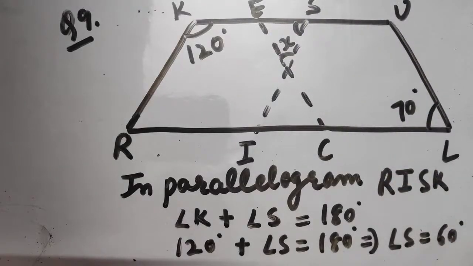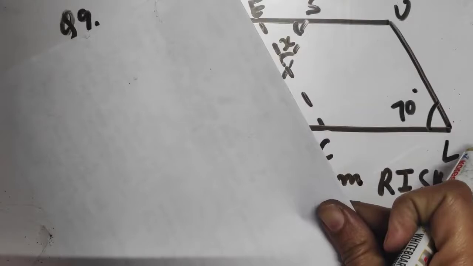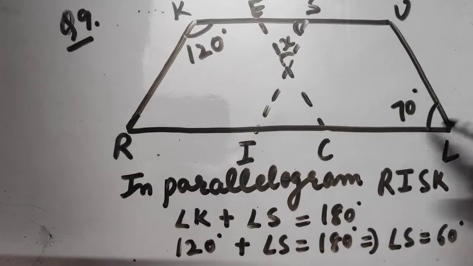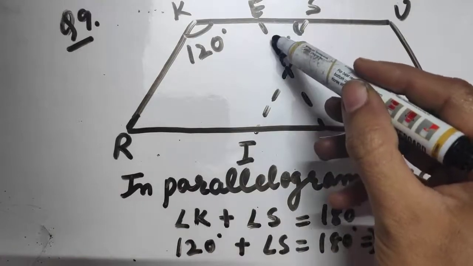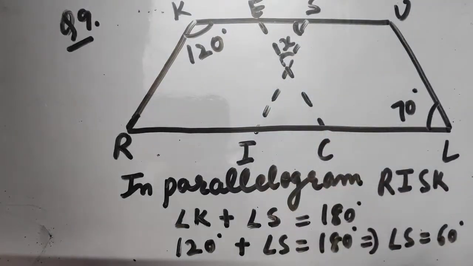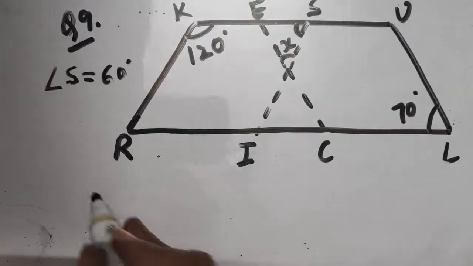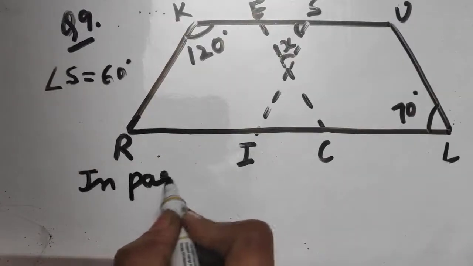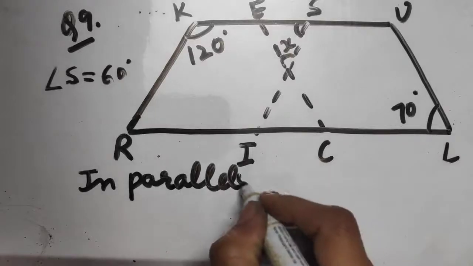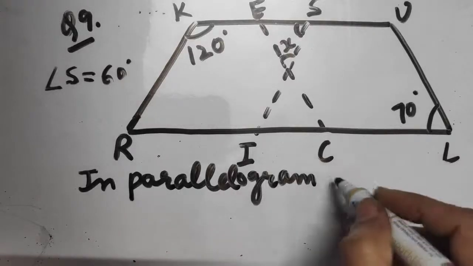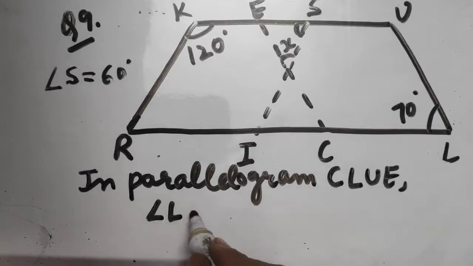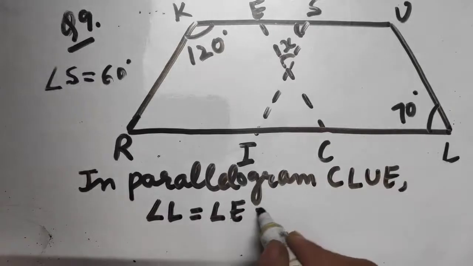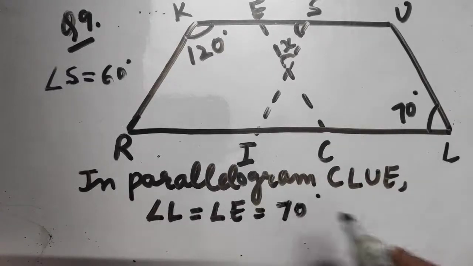Now, as CLUE is another parallelogram, and you can see that this angle is 70 degrees, so as this is a parallelogram, this angle E will also be 70 degrees. So you can write in parallelogram CLUE, angle L is equal to angle E is equal to 70 degrees. Opposite angles of a parallelogram are equal.